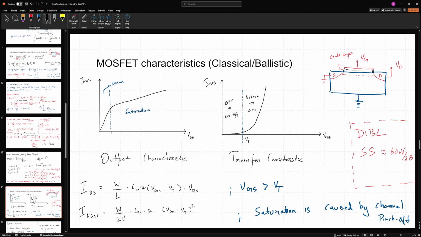So ideally speaking, subthreshold swing should be at 60 millivolts per decade, essentially in terms of current increase. So per decade of current increase. Okay. So that has also been mentioned here.